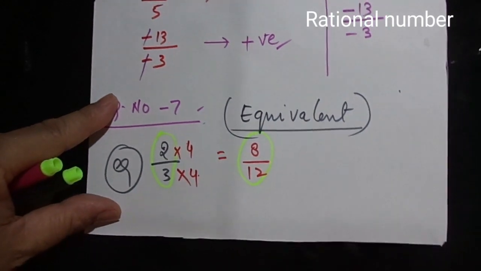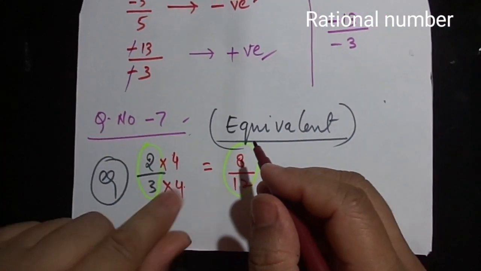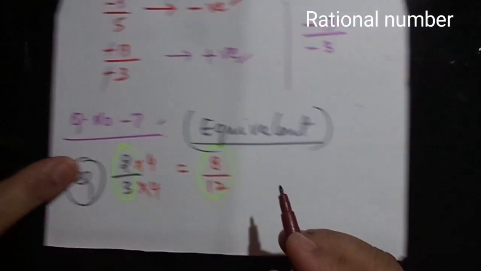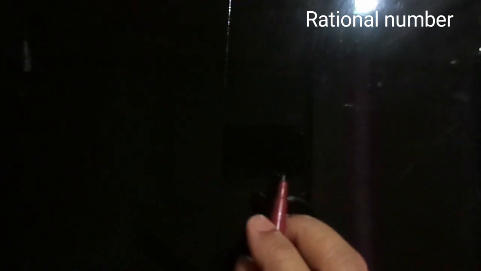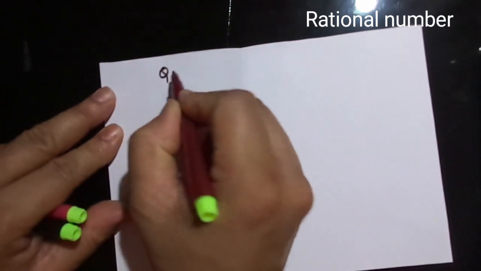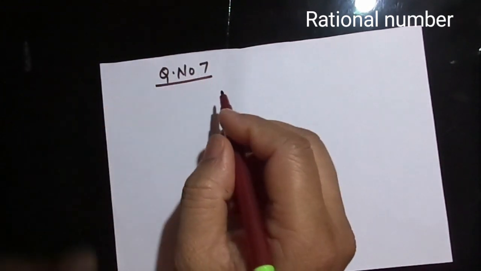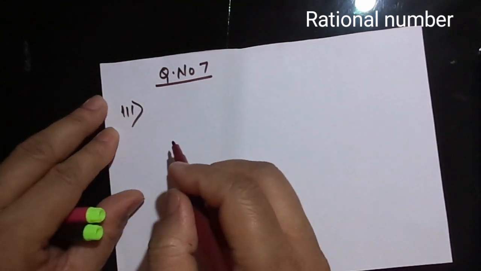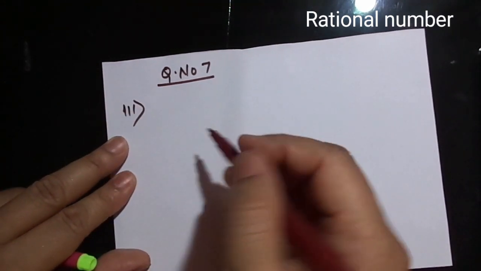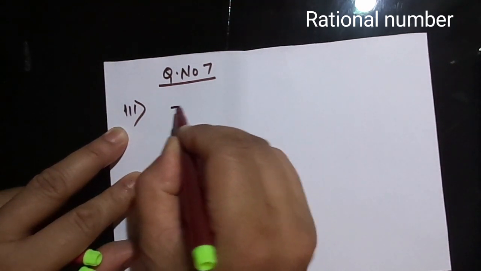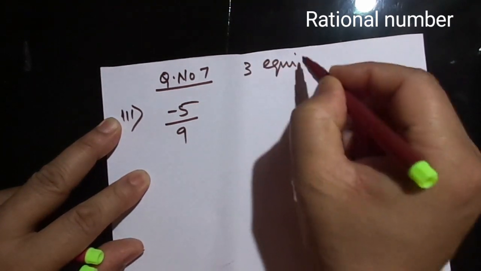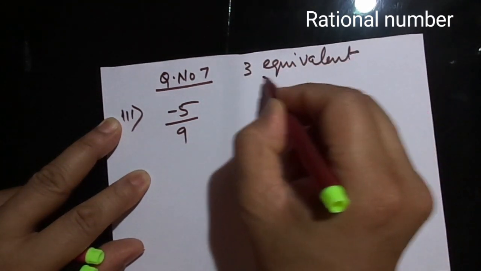In question number 7, I would do one sum: find 3 rational numbers equivalent to minus 5 by 9. Question number 7. Okay, so I'll do just one of them. I know that you people are becoming intelligent day by day, and I have faith in you people. Minus 5 by 9, 3 equivalent numbers.